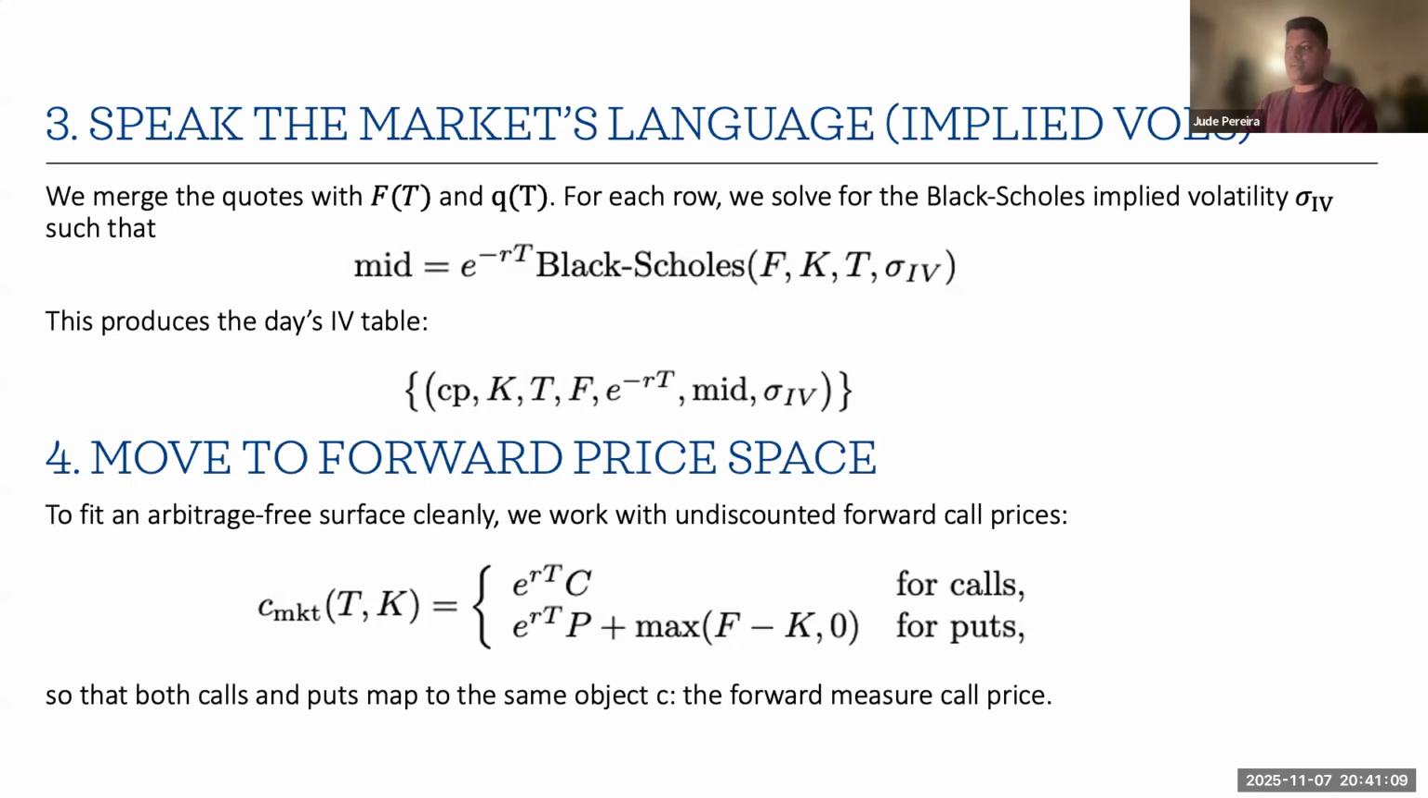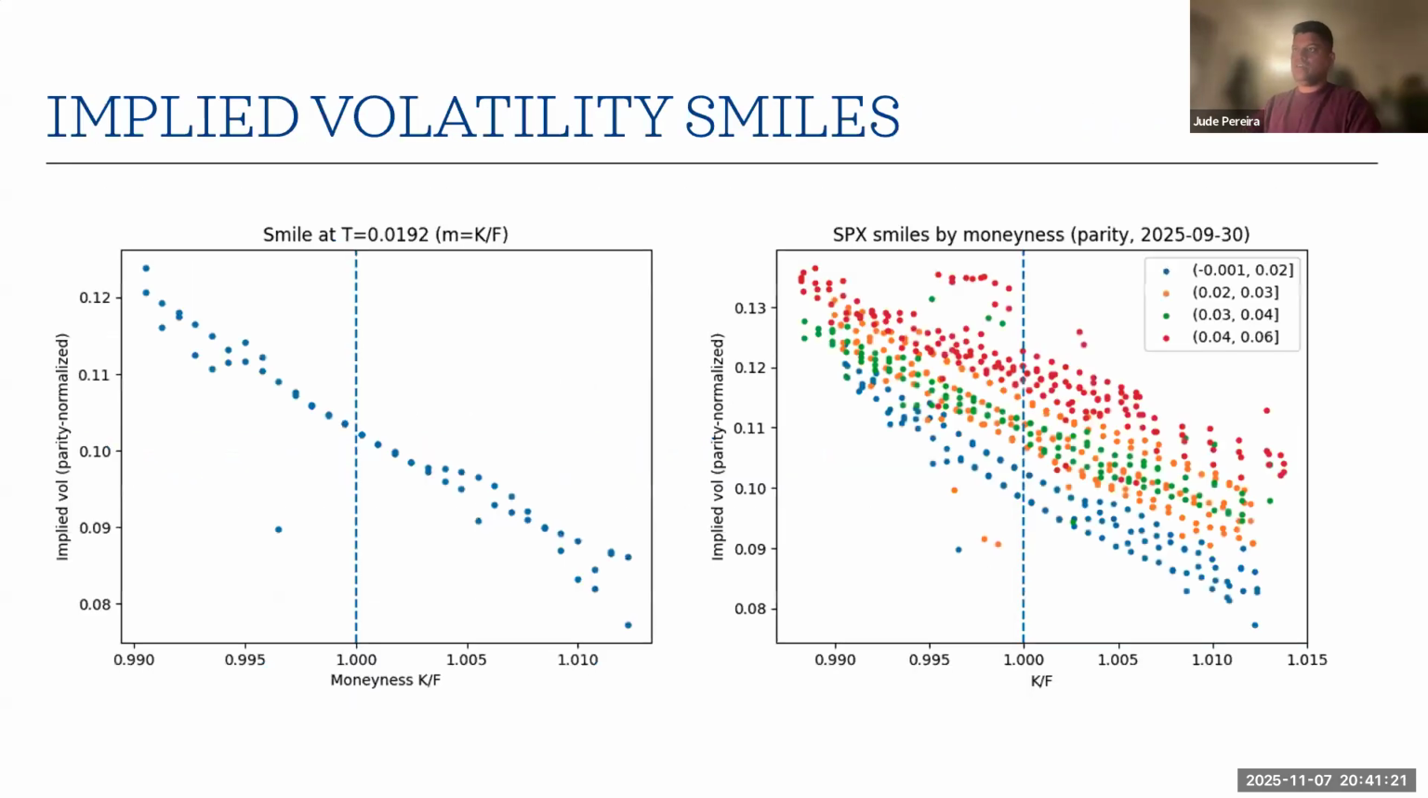In order to do that, I choose to work with the undiscounted forward call prices, as shown over here, so that both calls and puts map to the same object, which is the forward measure call price. You can see the implied volatility smiles, or rather in this case, the smirks, because this is SPX data. There is a single smile at t equals 0.0192. This is what it looks like. But on the right hand side, you can see a different plot, where with increasing maturity, the implied volatility surface moves up.